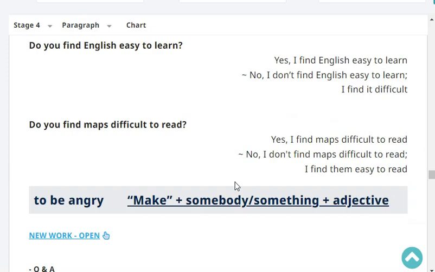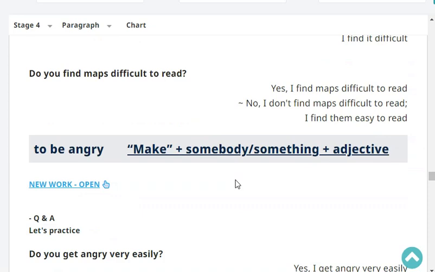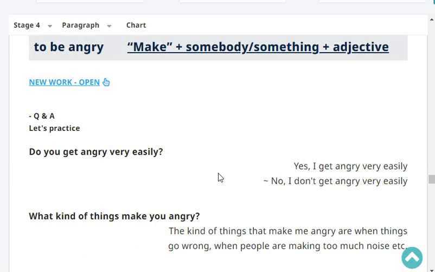Okay. Do you find maps difficult to read? Yes or no? Yes, I find maps difficult to read. Very good.